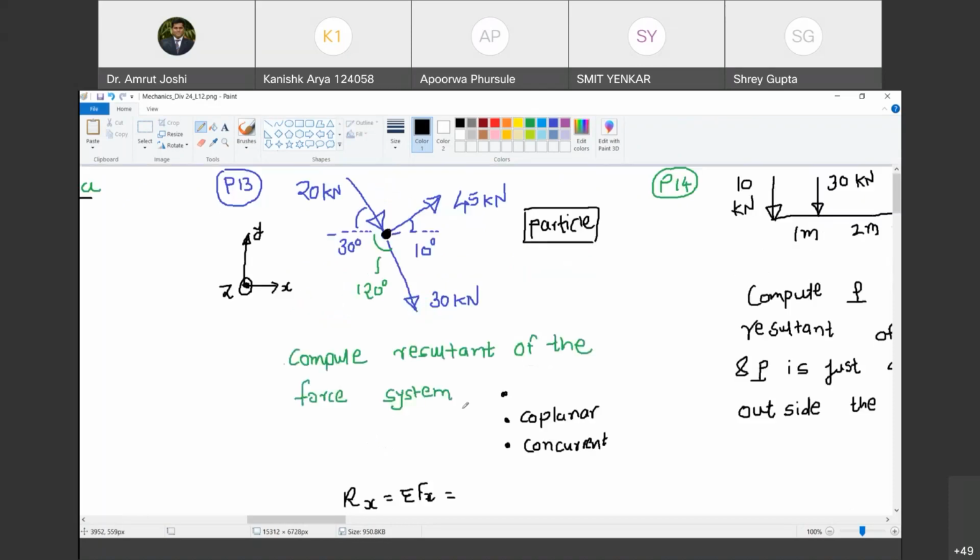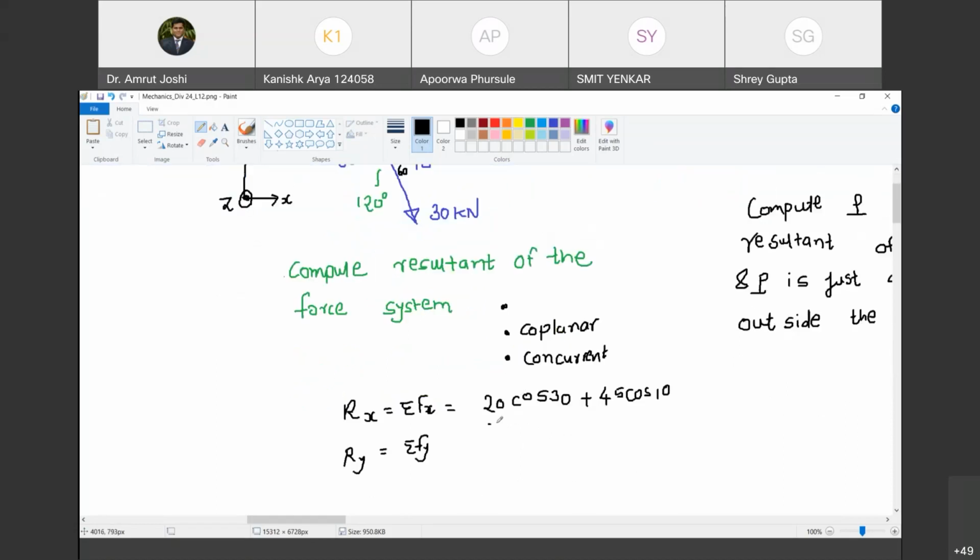So let us do that. What is summation Fx? What is the x component of this 20 kilonewton force? So 20 cos 30. Plus or minus? It will be plus. So 20 plus 20 cos 30. What is the x component of this 45? 45 cos 10, sir. Great. What is the x component of this 30 kilonewton force? This angle is 120, so this angle is 60. And that component is plus 30 cos 60. Do you agree with me? Yes, sir. Very good. Now, let us do summation Ry.